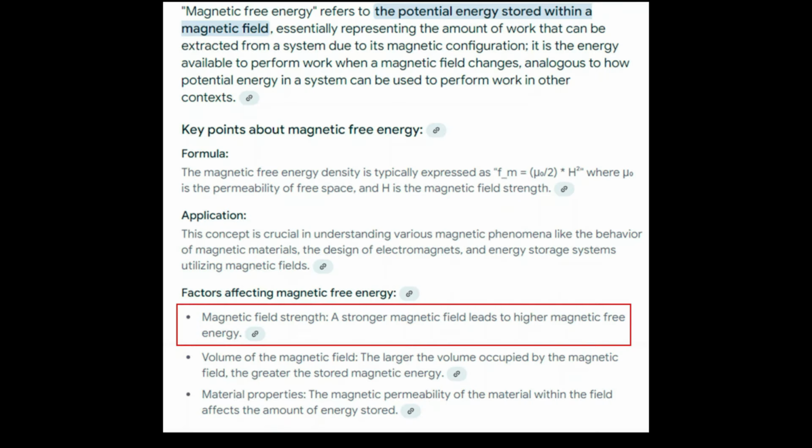I also found this information on magnetic free energy, which is defined as the potential energy within a magnetic field. I have highlighted the point made here that a stronger magnetic field leads to higher magnetic free energy, because I'm heading in that direction here with another possible explanation for what creates Earth's magnetic fields besides the geodynamo process that is promoted and taught by academia.